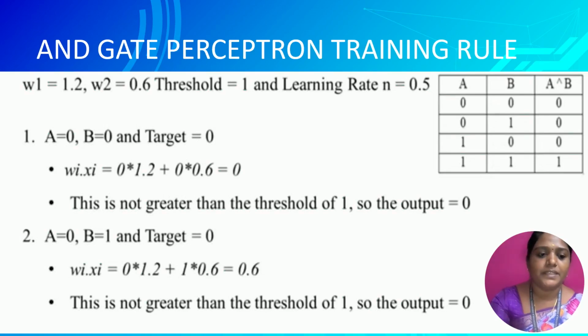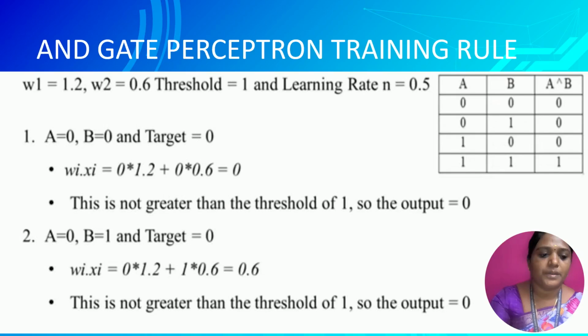Multiply the input and weight values and sum up all of them. It will produce the output 0. It should be compared with the targeted and actual output. The targeted and actual outputs are the same value, so it doesn't need to adjust the weight. After that, take another input value, 0 and 1, but the targeted output is 0.